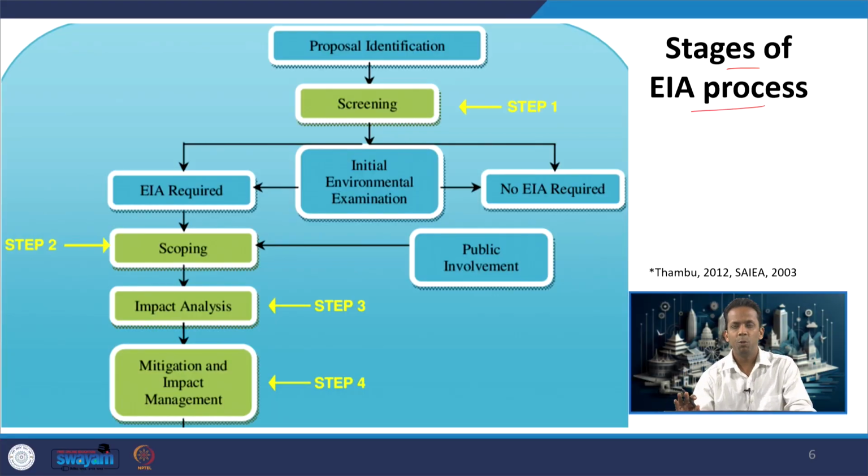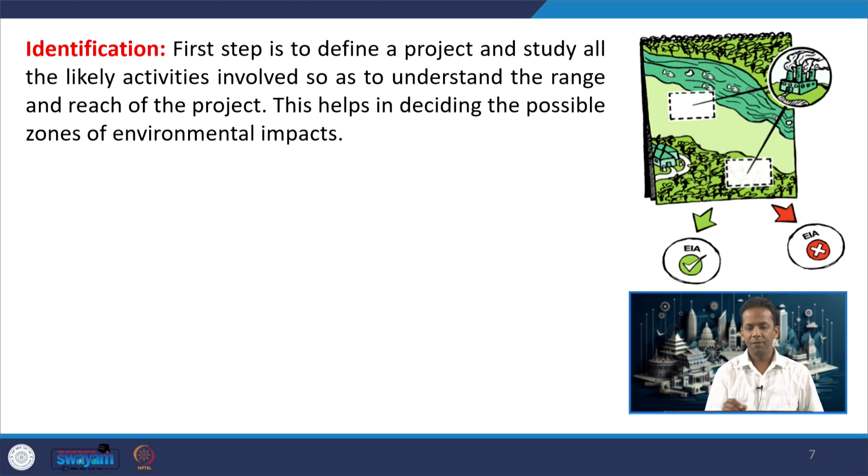So, for any project proponent, first thing is the identification of proposal. So, once the proposal is identified, like what is the task that is going to be undertaken and what would be the market or what is the purpose, that comes under the proposal identification. And then the first step of EIA comes out to be screening. So, in screening what happens? So, identification is to define a project and study all the likely activities involved in the project, just to know the reach and the range of the project. Okay. That will help in deciding the possible zones of environmental impacts.